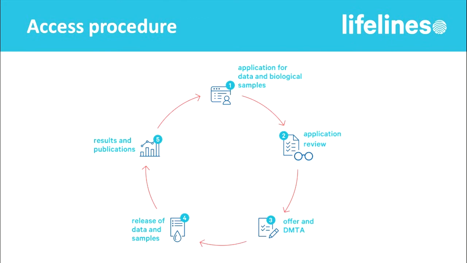Then after you've applied for the data, we'll review it and see if it fits the healthy aging theme, and if we can also provide you with the data you've requested for your research. After that, we'll send an offer and a DMTA, which you can sign, and after the signatures have been set, we'll be able to release the data and the samples to you, for example through the Lifelines workspace, or if your research is more based on genetic analyses, through the Lifelines high performance cluster.